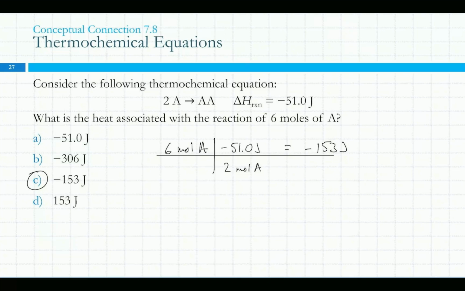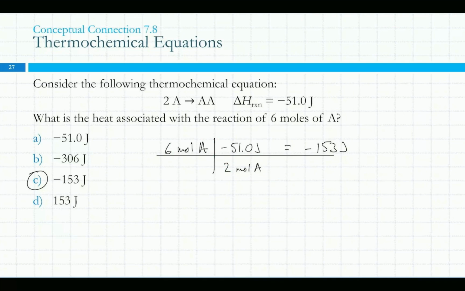And this is where my brain started to crash on Monday, and I ended up doing a bunch of math wrong, but we got it correct in the end. So this ratio here, the negative 51.0 joules to 2 moles of A, is just from this balanced chemical equation. So I said this is 2 moles of A, we produce negative 51.0 joules of heat. And so we can set that up in this equation to cancel out moles of A and give us joules of heat produced.